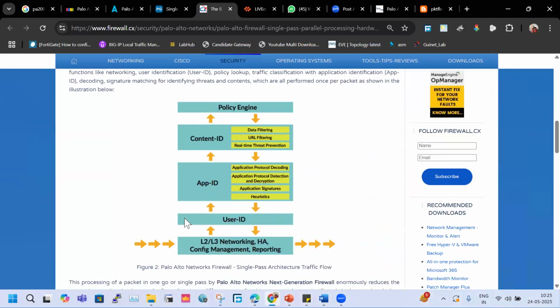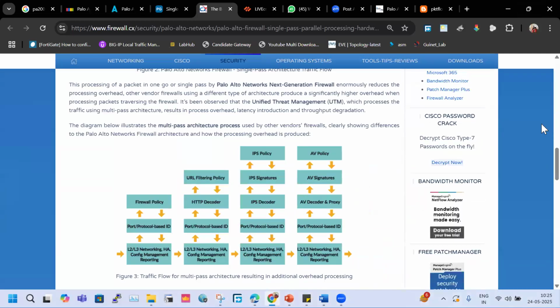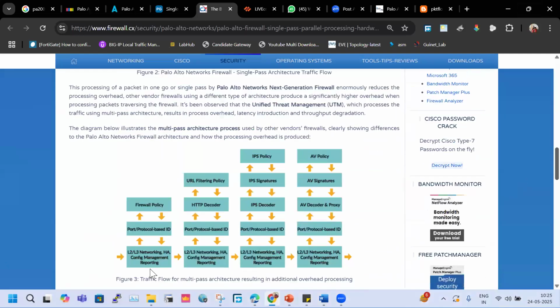So guys, I hope this architecture is clear to everyone. Here in the lower diagram, you can see the architecture used by the other firewall vendors. As I mentioned, it is a step-by-step procedure that is done by the other firewall vendors, right?